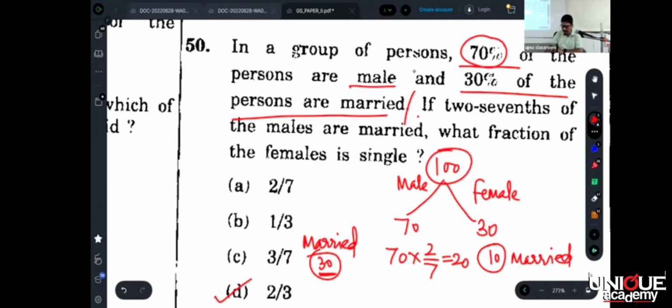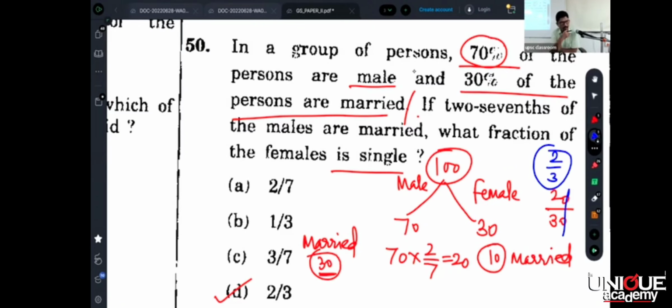And what is asked here? What fraction of the females is single? In the last lecture, we saw the concept of fractions. What fraction of females? That means in the denominator, total females should be there. So total females, how many? 30. Out of 30, how many are single? Single is unmarried. Married are 10. Out of 30 females, 10 are married, so the remaining are unmarried, that is single. So 20 are unmarried, that are single. That is 20 upon 30, the required fraction. And so the fraction is 2/3. That is option D. Is it clear to all of you? Okay, in this way only we need to solve.